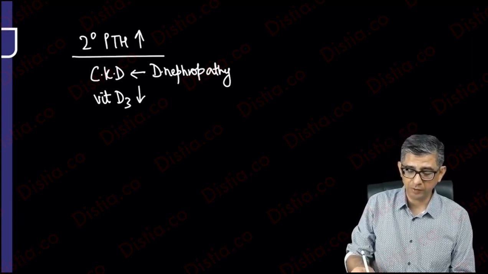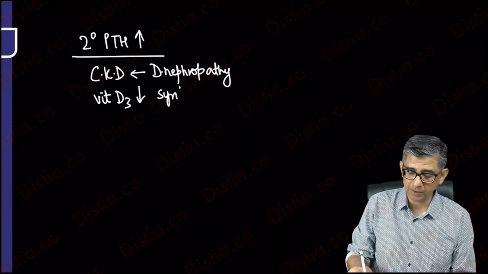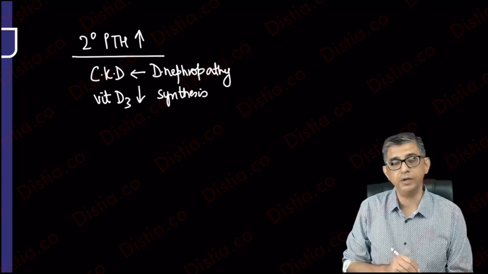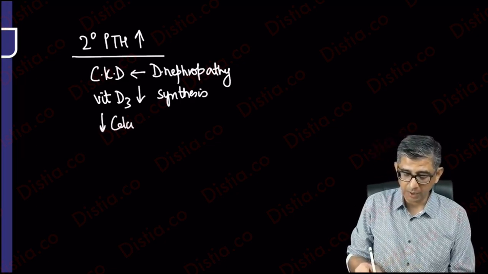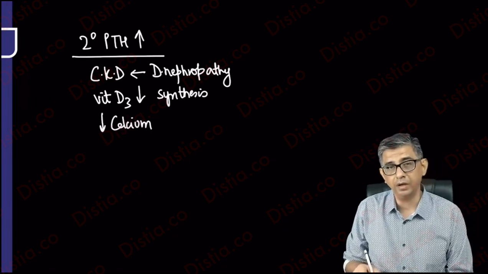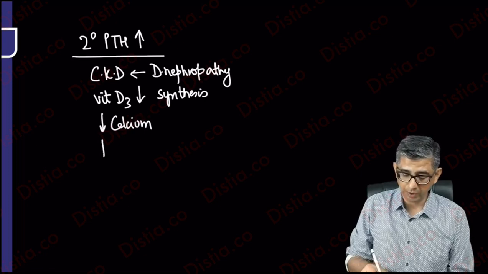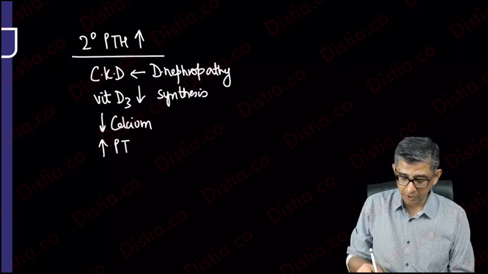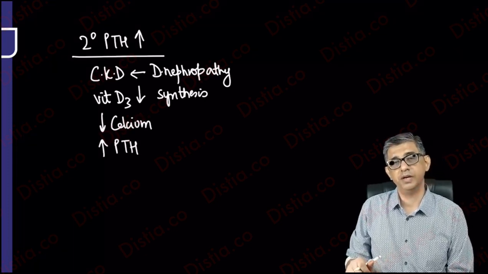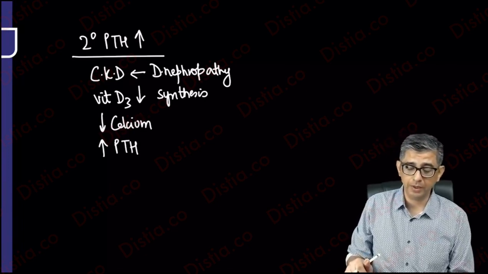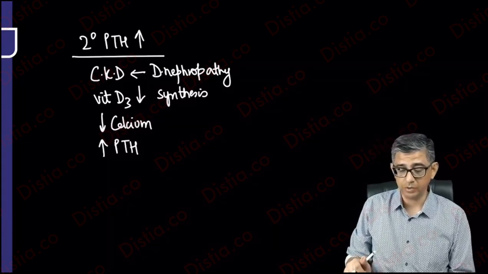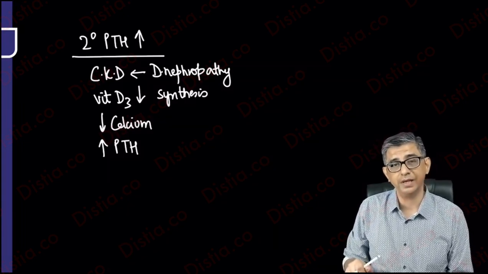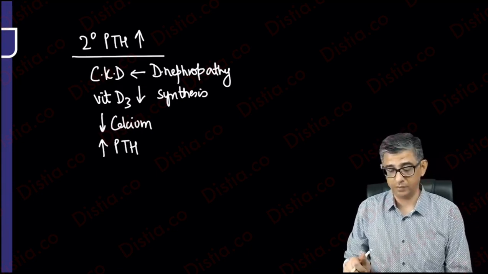In patients who are suffering from CKD, what's going to ultimately happen is that synthesis of vitamin D3 would be less. This is going to contribute to less calcium, and less calcium is the trigger which will contribute to an increase in the value of PTH. So because I wrote so many physiological facts, like there is less synthesis of vitamin D3, so there is less calcium, which is triggering a release of PTH. So the term that I'm using here is secondary hyperparathyroidism.